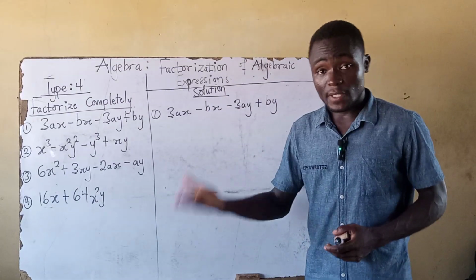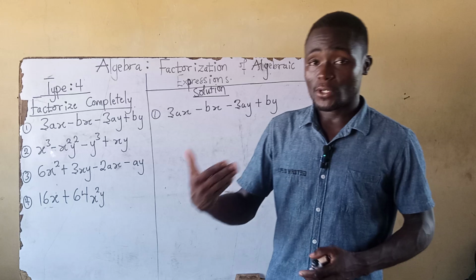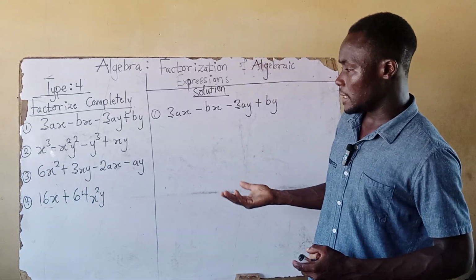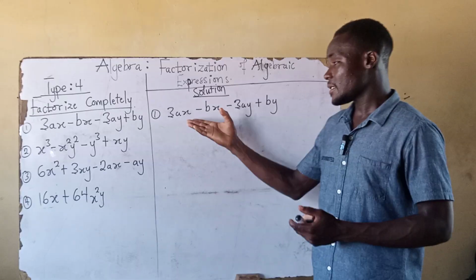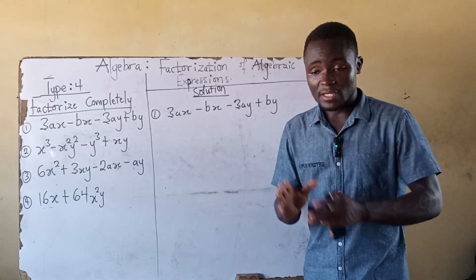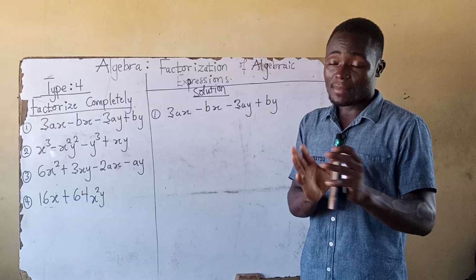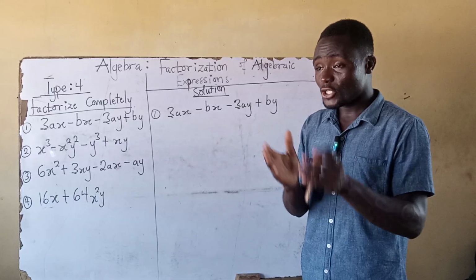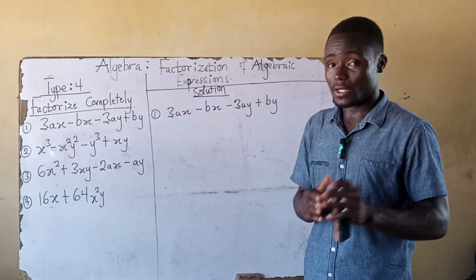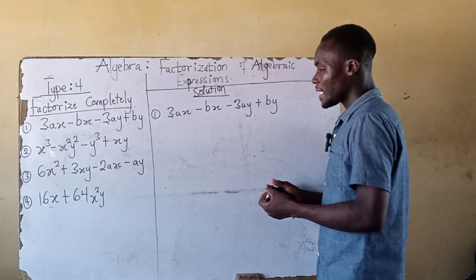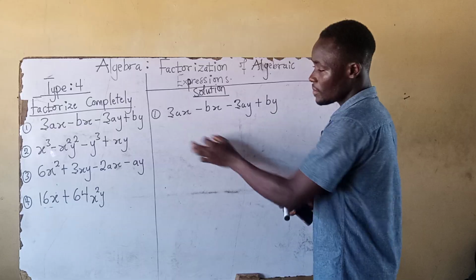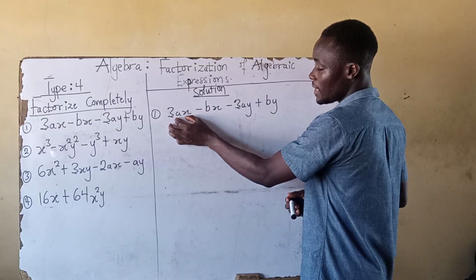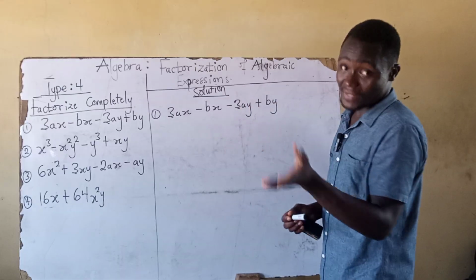Now that it contains 4 terms, we are going to employ the type 4 method of factorization. What does it state? It states that for us to factorize this completely, I have to take the individual 2 terms and group them as one fold. But for me to pick them, I have to make sure that these 2 terms have something in common. Here I can decide to pick 3ax and bx because they have something in common. I can also pick 3ax and 3ay, they have something in common.